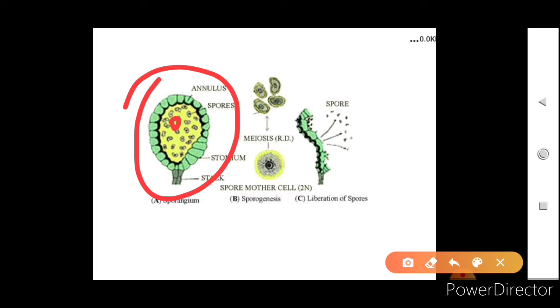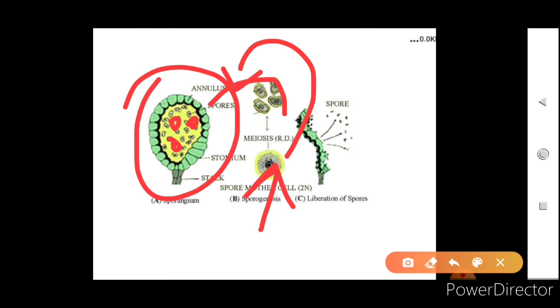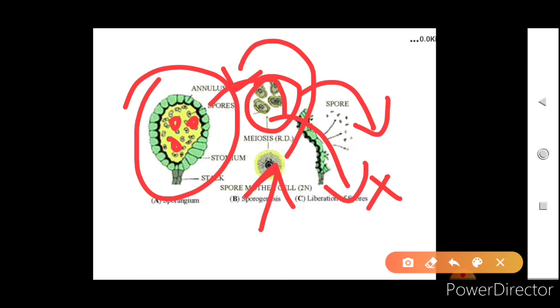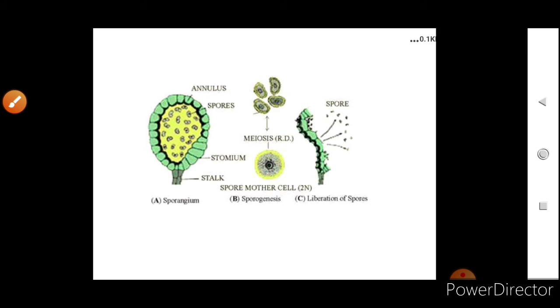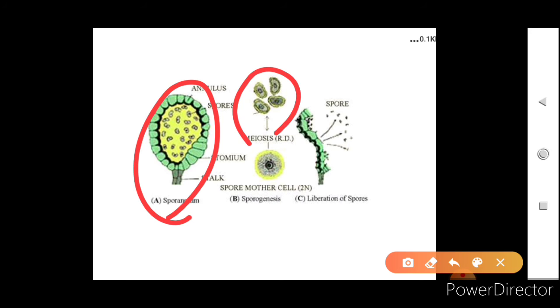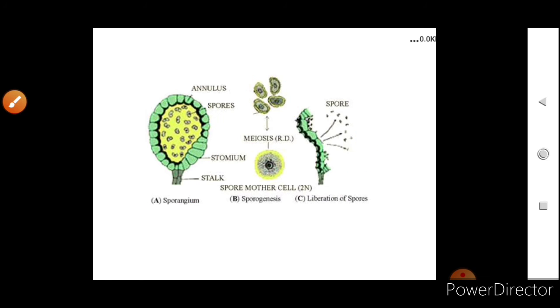These are the spores inside the sporangia, and the spore mother cell will undergo what? Meiosis, and it will produce these spores which will be haploid. Now male and female spores will unite with each other and then they will form the sporophytic main body. Here this is the structure of the sporangia. These are the spores and this is the dehiscence of the sporangium, that is the liberation of the spores.